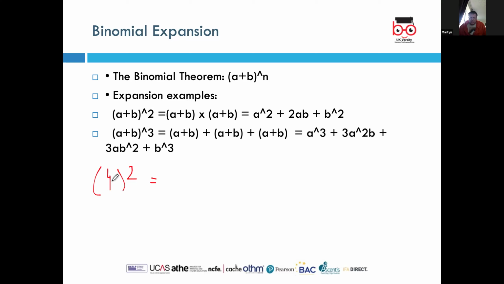Isn't square where you just times it by itself? Absolutely. So 4 squared would just be 16.